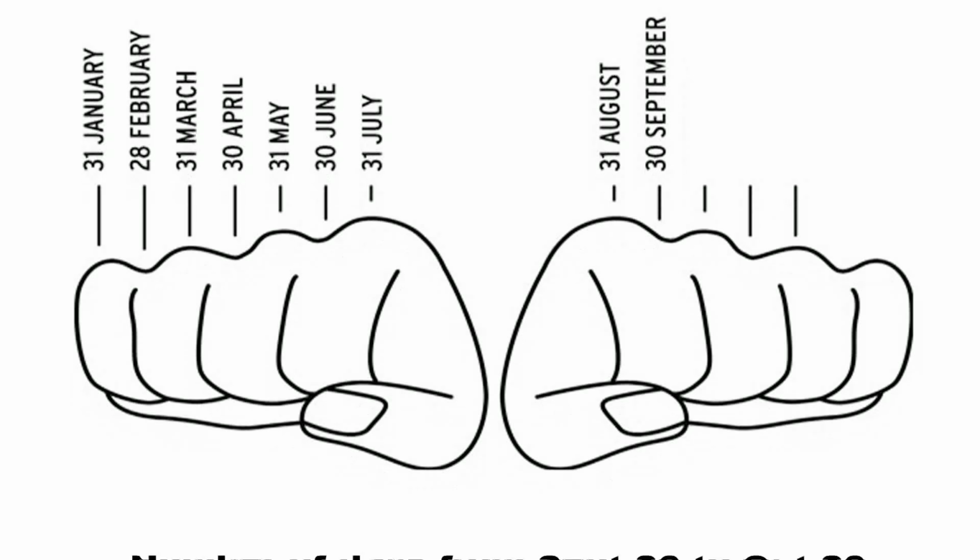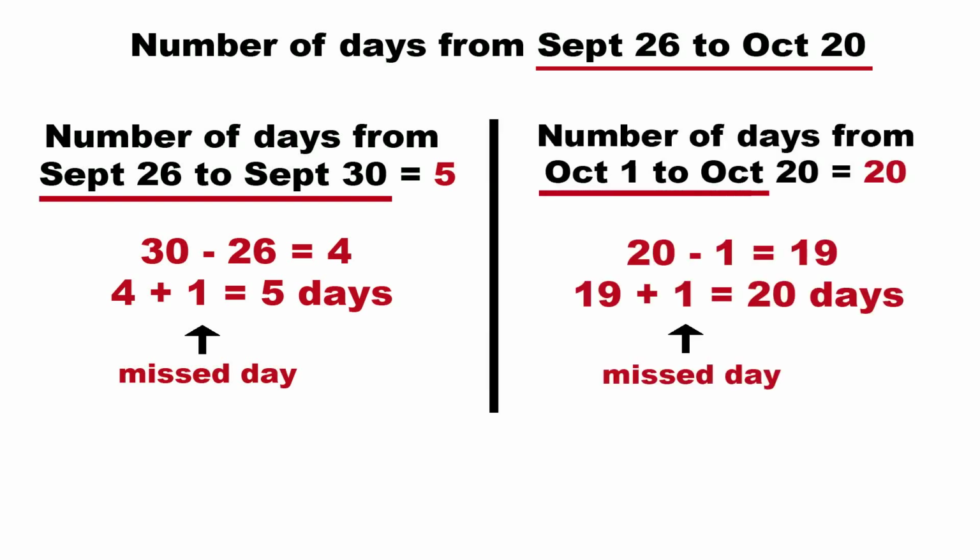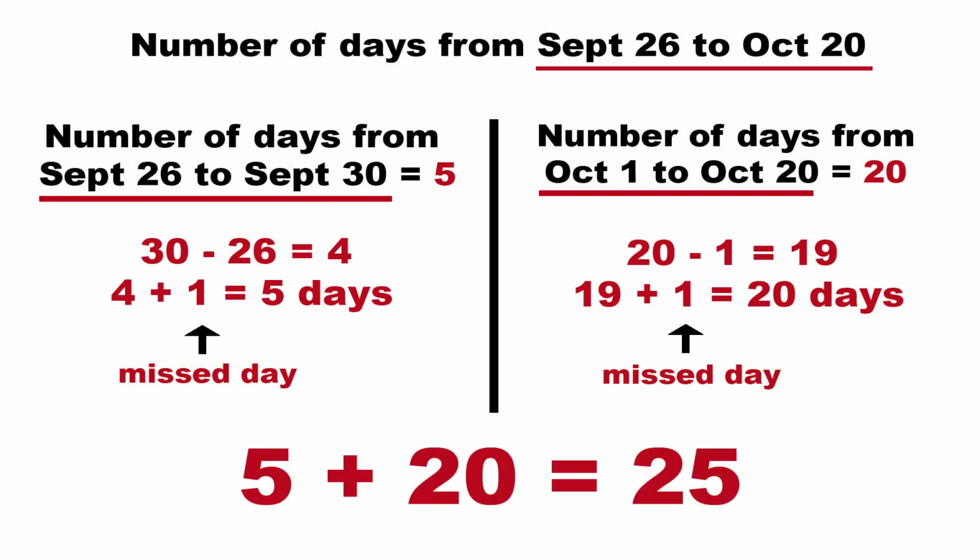Got it. All right, so we're going from the 26th to the 30th. How many days is that? 5 days. And then from there, we go from October 1st to the 20th. You can't just subtract October 20 minus 1, that's 19. But as I said before, you didn't count the first day, so it's actually 20 days. That makes perfect sense, that from October 1st to October 20, there'd be 20 days.